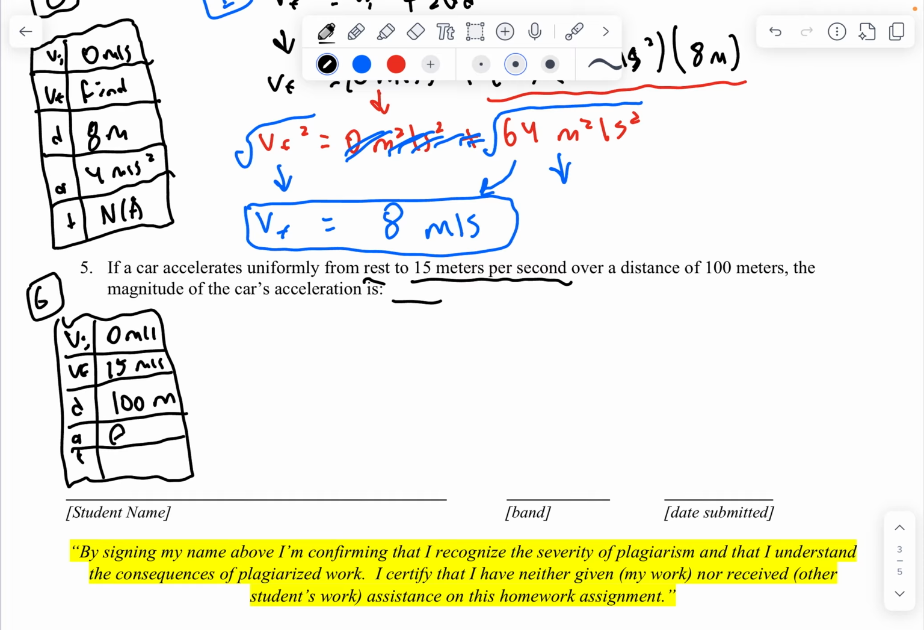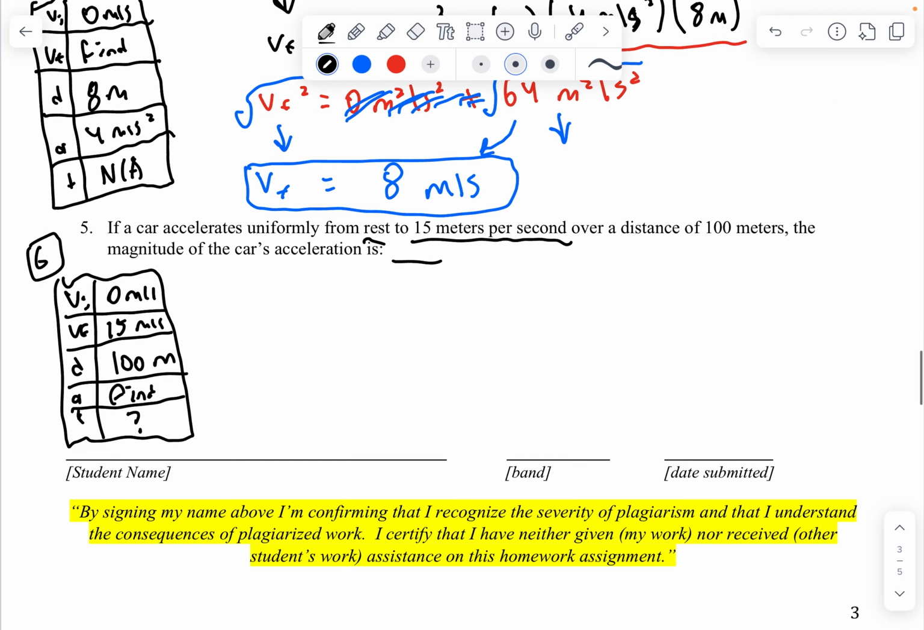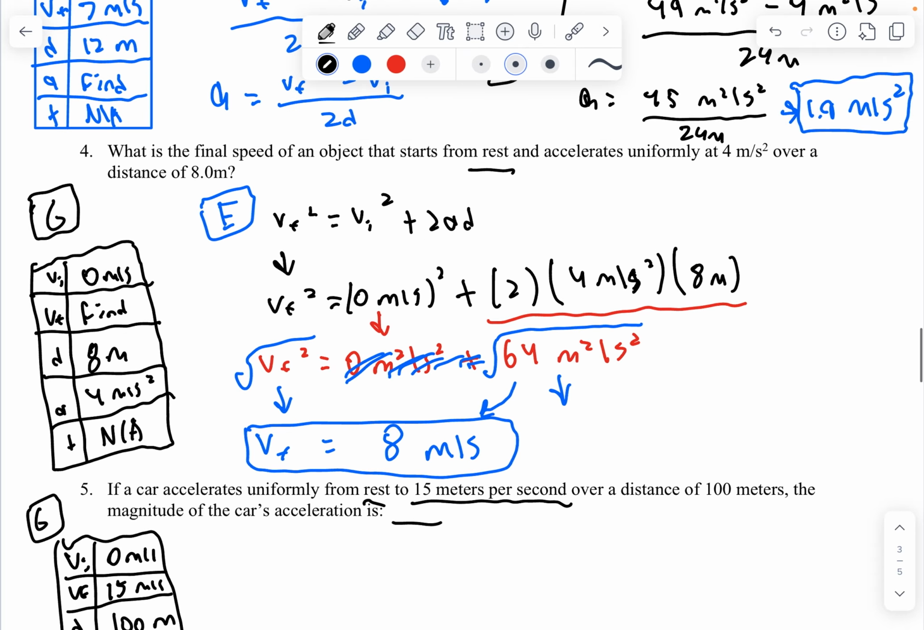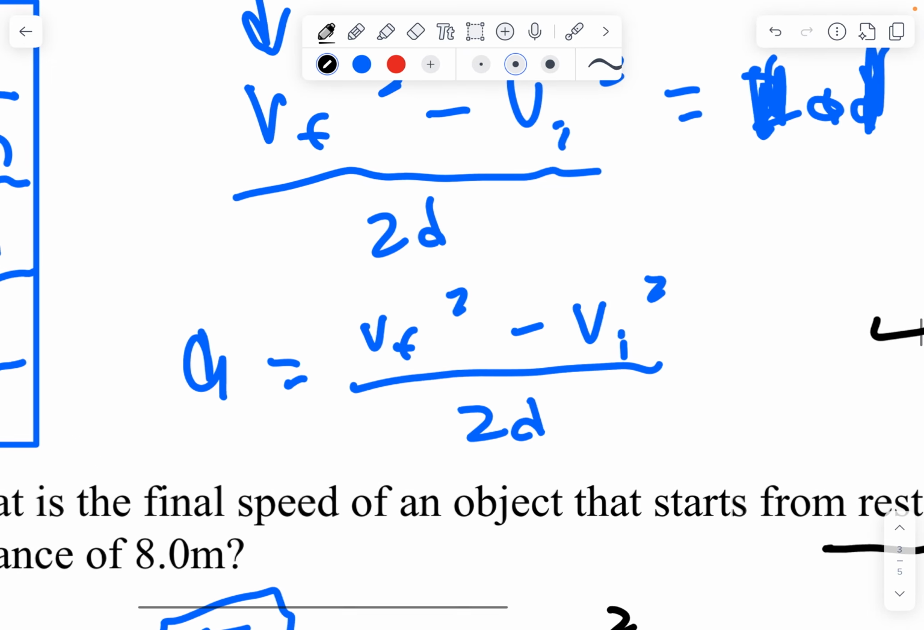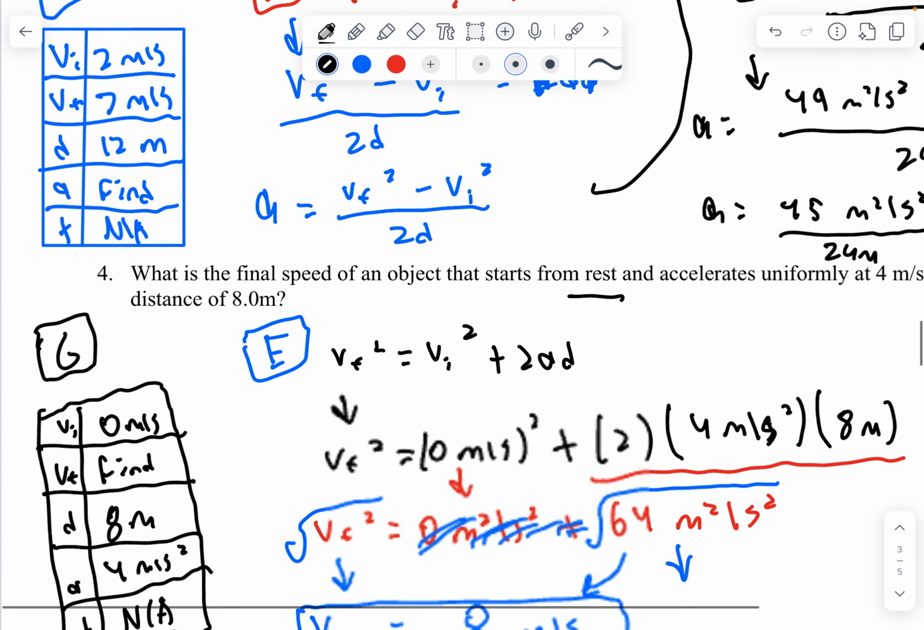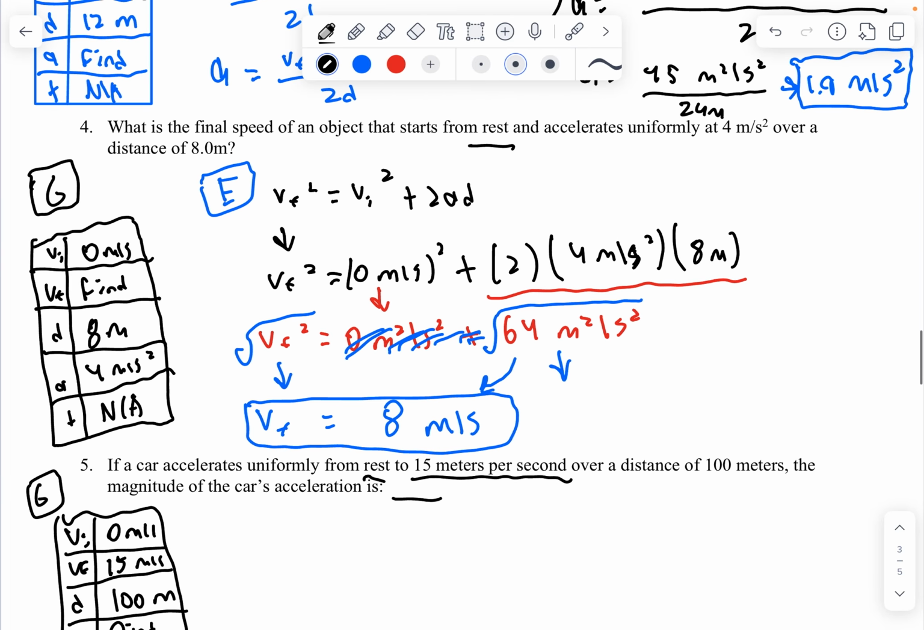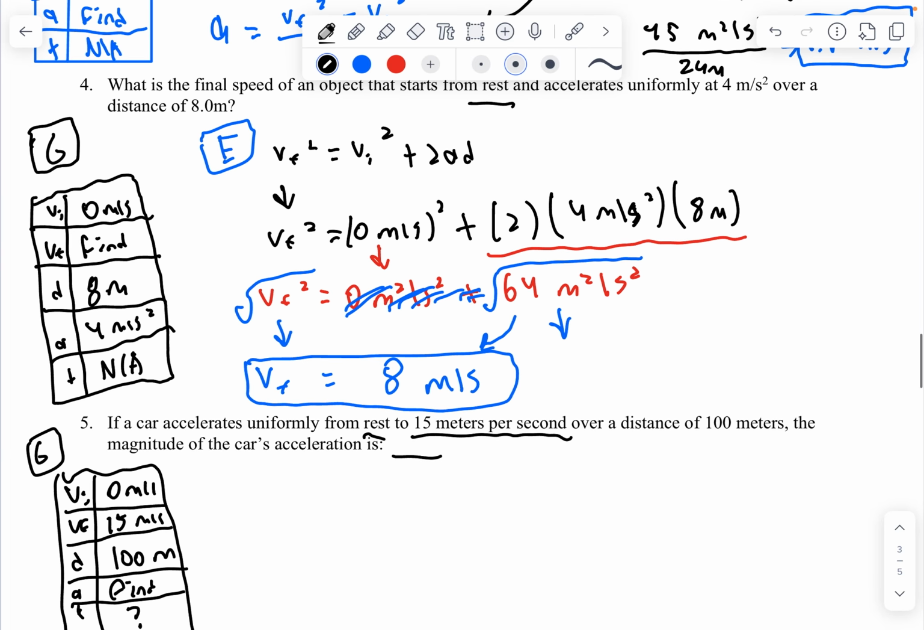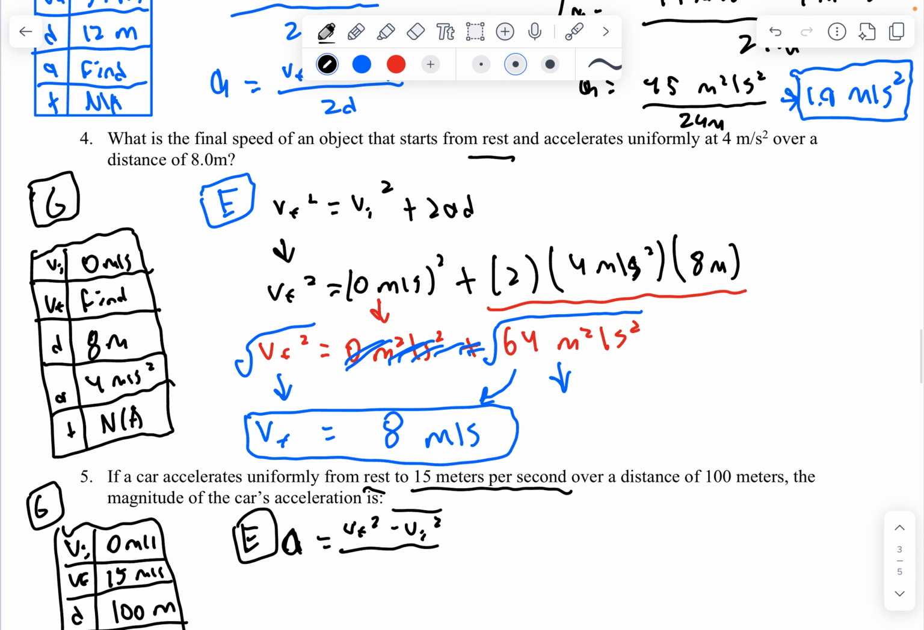So we're trying to find acceleration. We don't know time. So isn't that funny? We're going to use the same equation. So we've used the same equation 3 times in a row. And we're trying to find acceleration. And remember, we already did this up here to make it in terms of acceleration, solving for acceleration. So we can reuse that. You already did the hard work. Acceleration, lowercase a, equals the final velocity squared minus the initial velocity squared divided by 2d.